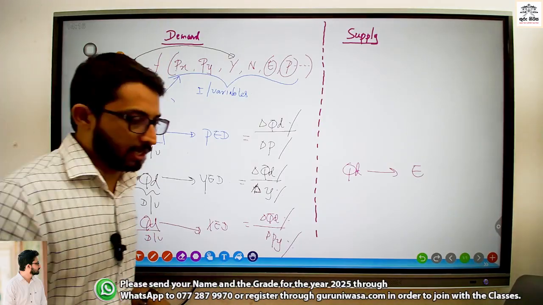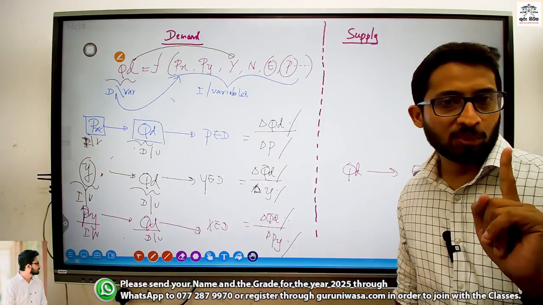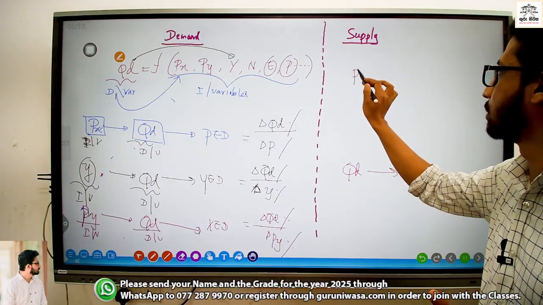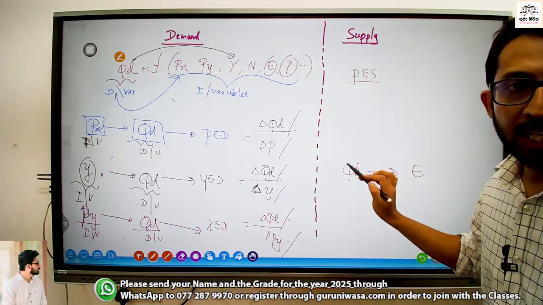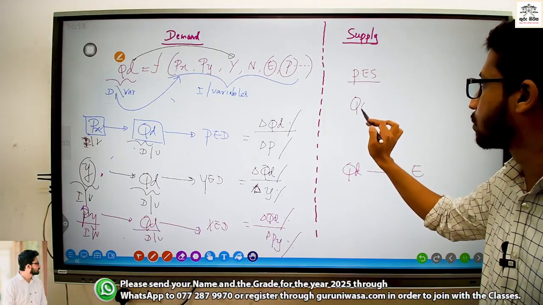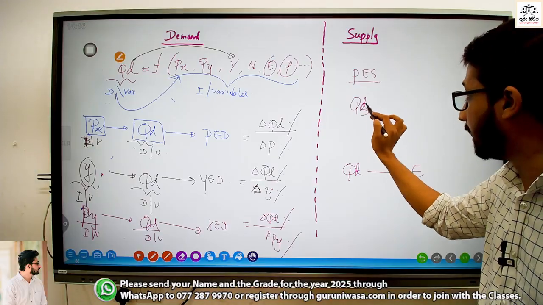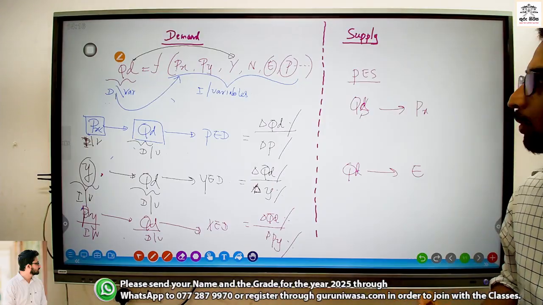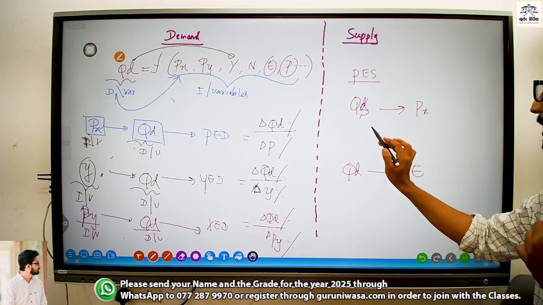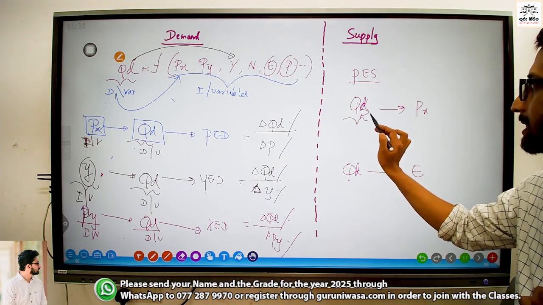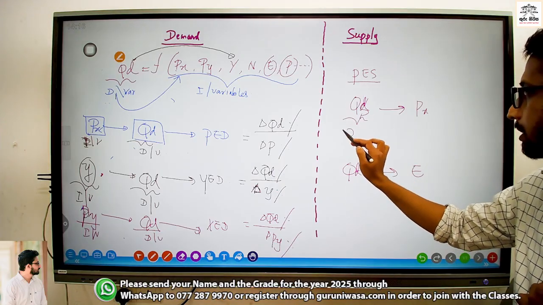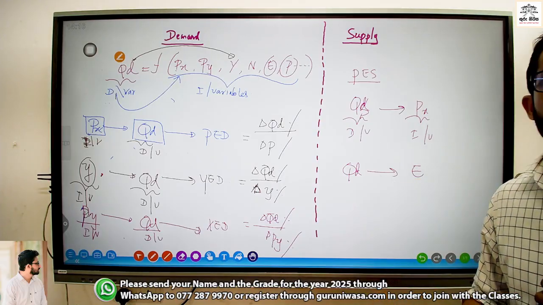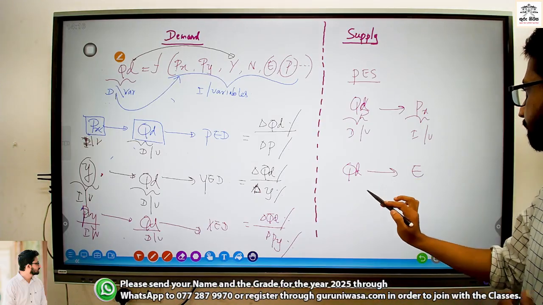When it comes to supply, Lamai, at your level, we calculate only one category, that is called price elasticity of supply. It measures the responsiveness of quantity supplied to change in price of the product. This is called PES, Lamai. Then how to calculate here? What is dependent? What is independent? QS is the dependent variable. Price is independent.